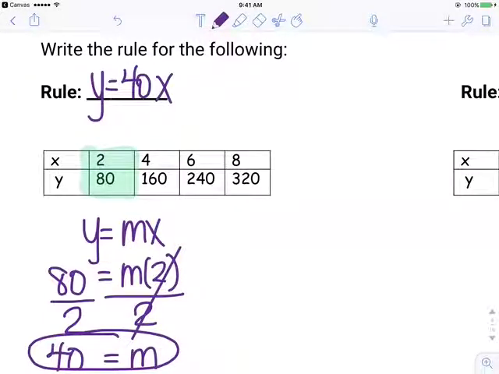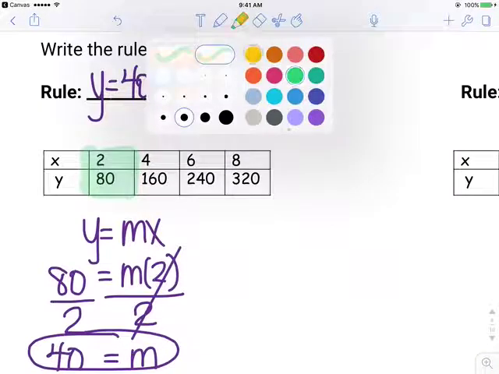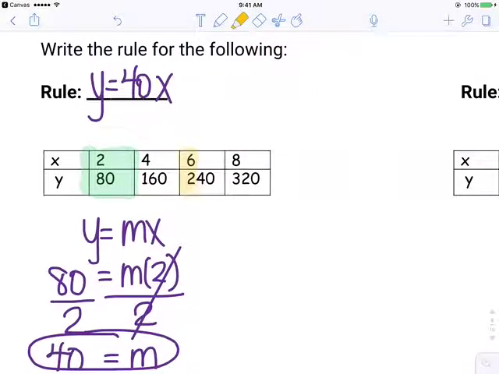And that's my final answer right there. Now, let's say you chose to use the 6 and the 240. Well, it's going to still come out the same, and I want to prove that.